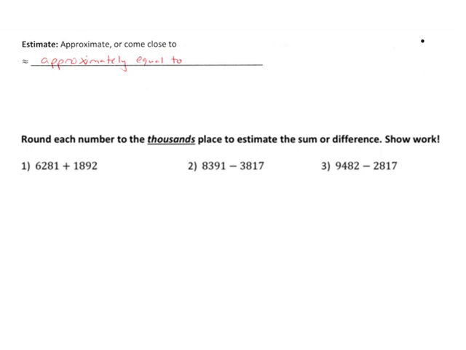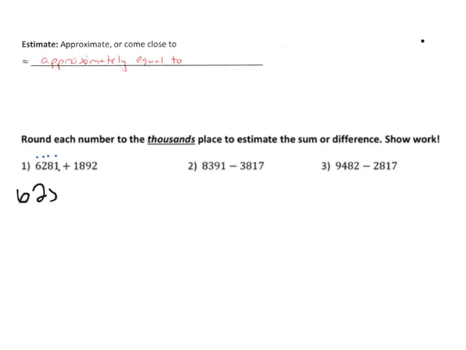So here are our directions. We're going to round each number to the thousands place to estimate the sums and differences. Show work. Remember, if you don't see a decimal, it's at the end, and we're going to come over here to thousands. So we have ones, tens, hundreds, and thousands. We're going to round to that. So I'm going to rewrite them.